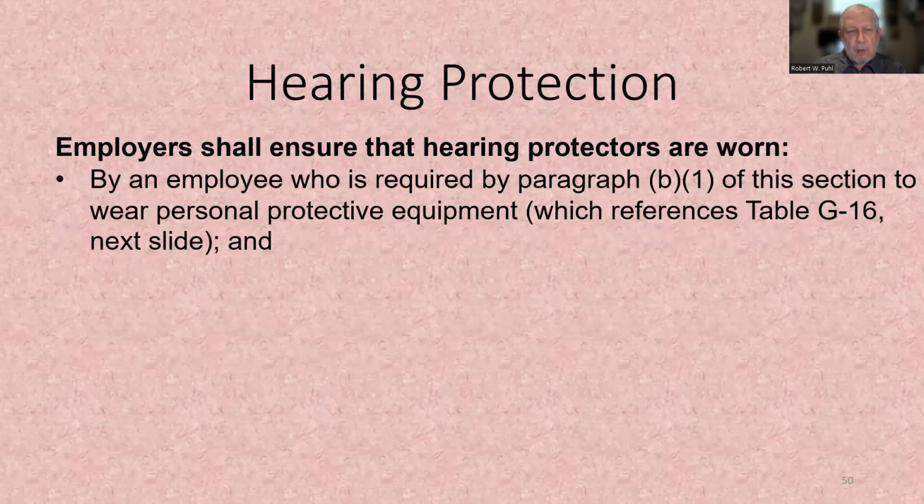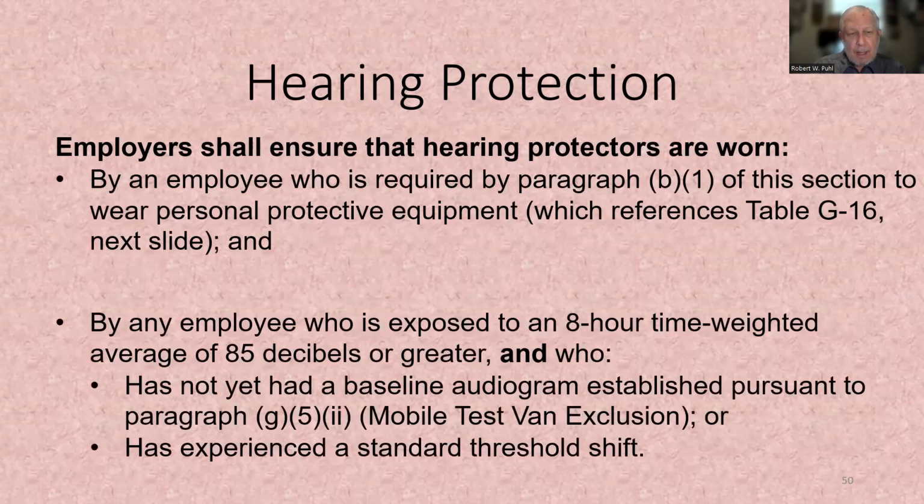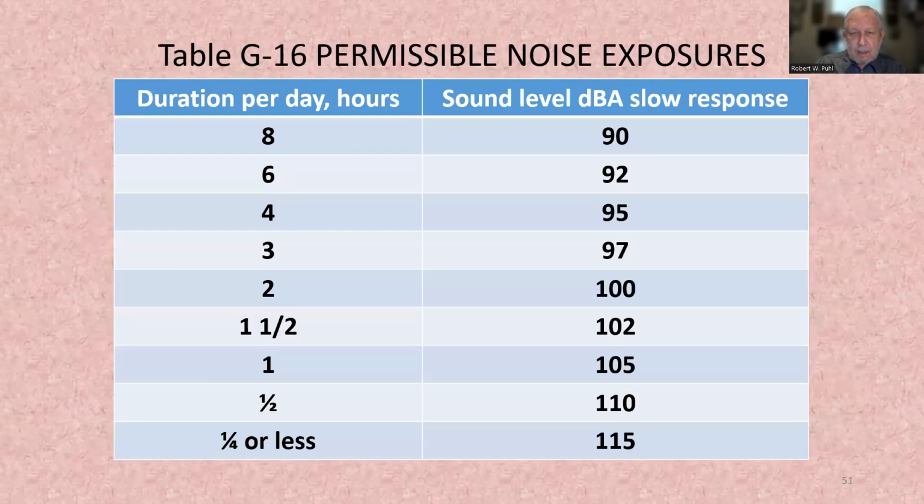Employers shall ensure that hearing protectors are worn by an employee who is required by paragraph B1 of this section to wear personal protective equipment, that table we saw, by any employee who is exposed to an 8-hour time-weighted average of 85 decibels. Now this is where step one is. 85 decibels or greater and who has not yet had a baseline audiogram established pursuant to paragraph G5, which we haven't done yet, or an employee has experienced a standard threshold shift. So this is still at 85 decibels. So again, there's that table again.